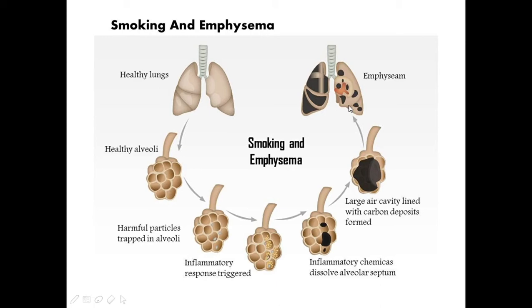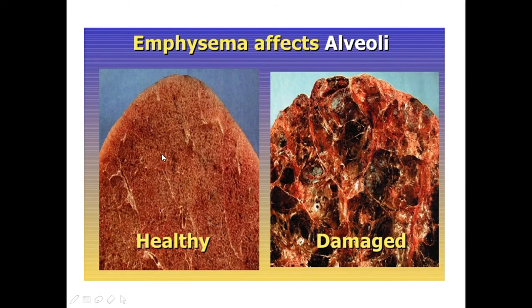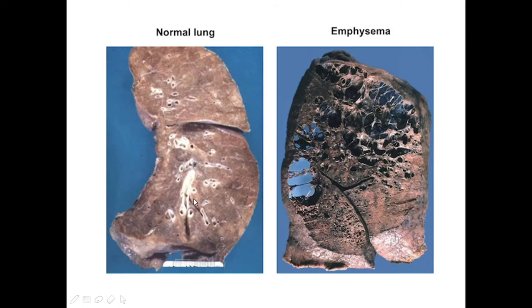Okay, so here we can see the alveoli of a healthy lung and the alveoli of a damaged lung due to smoking. As you can see here, the air sac in the damaged alveoli, okay, this one is bigger because the alveoli has damage compared to the one in the healthy lungs. Okay, here are more pictures. The normal lung and the lung of a patient with emphysema.